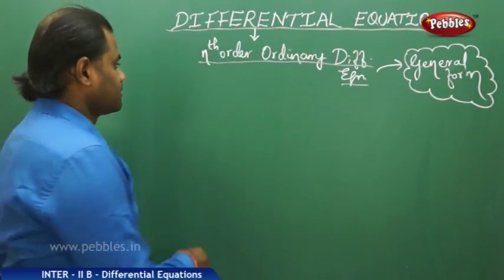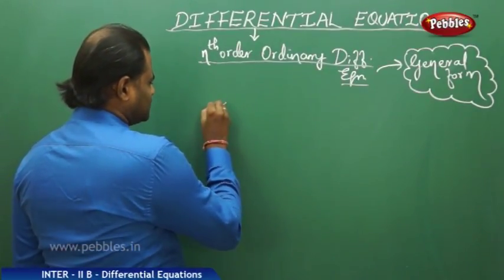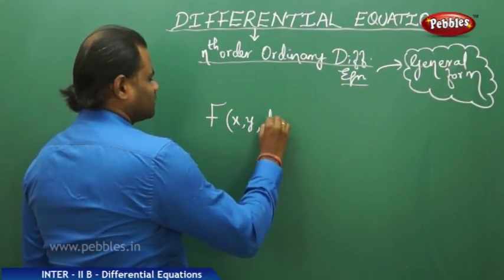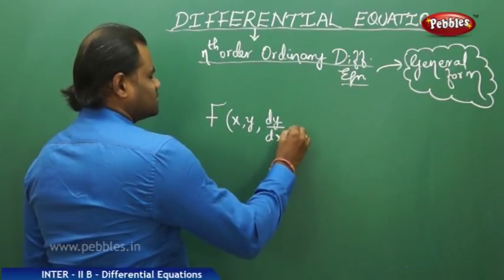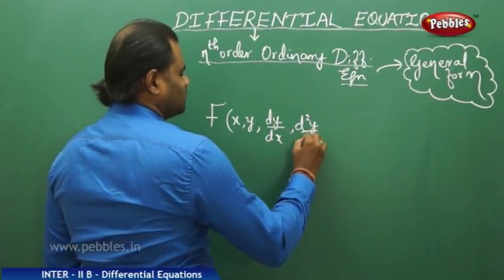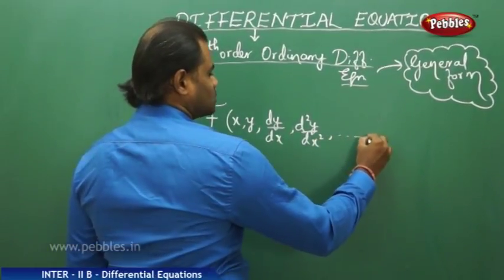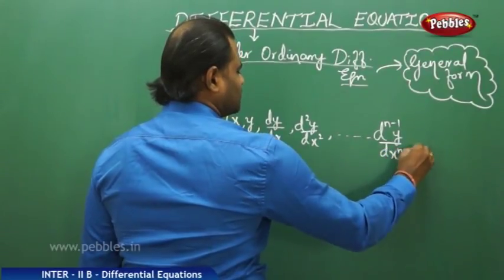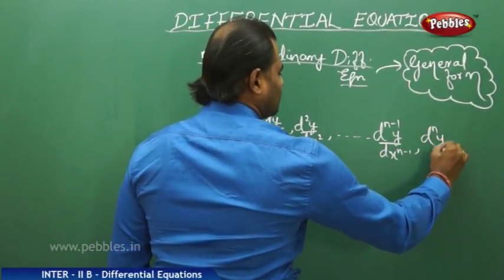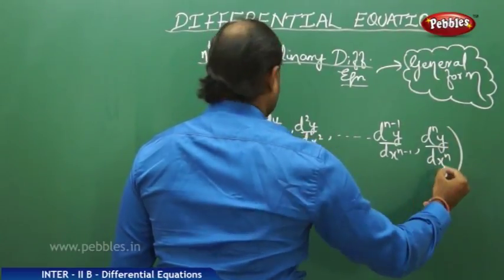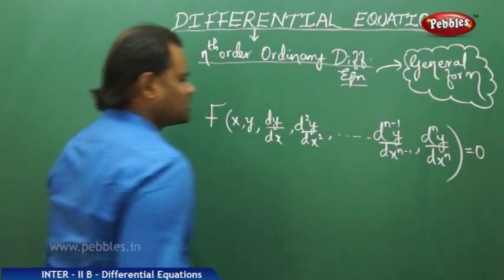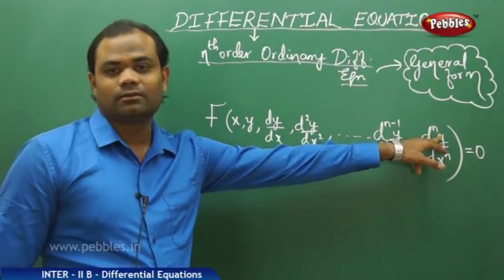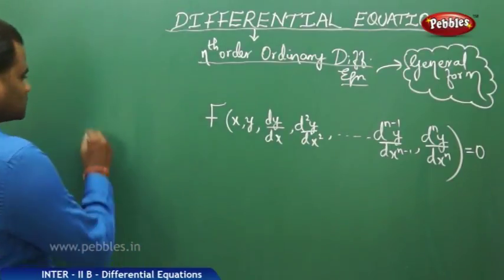Let's see. Suppose I write the differential equation in the form f of x, y, dy by dx, d square y by dx square, and so on and so forth, d power n minus 1 y by dx power n minus 1, and d power n y by dx power n. Then this is called the ordinary differential equation of order n.